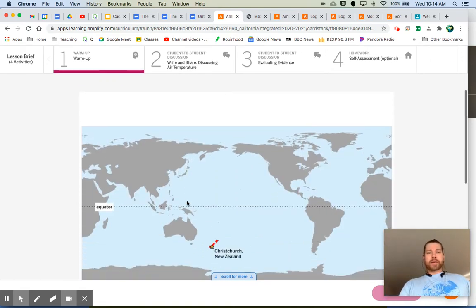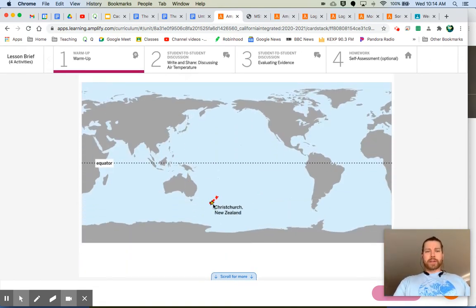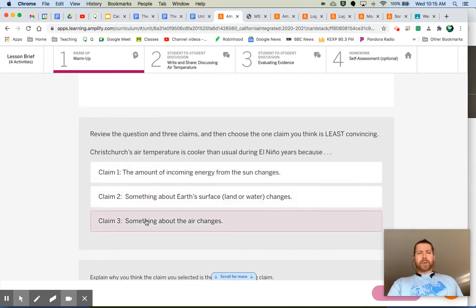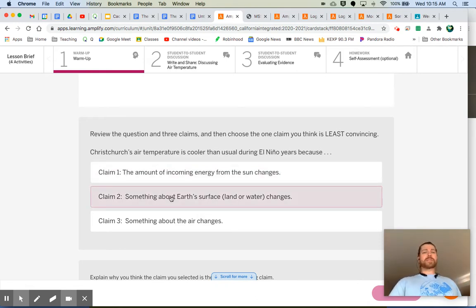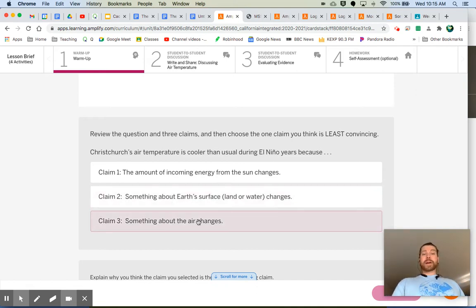What is happening? So here, to remind ourselves, is Christchurch, New Zealand. This is Australia, South America, Antarctica, etc. We are in the Pacific Ocean. And here are our claims. Claim 1, the amount of incoming energy from the sun changes. Is that why it's colder? Something about Earth's surface, the land or the water changes. Is that why it's colder? Or something about the air changes.